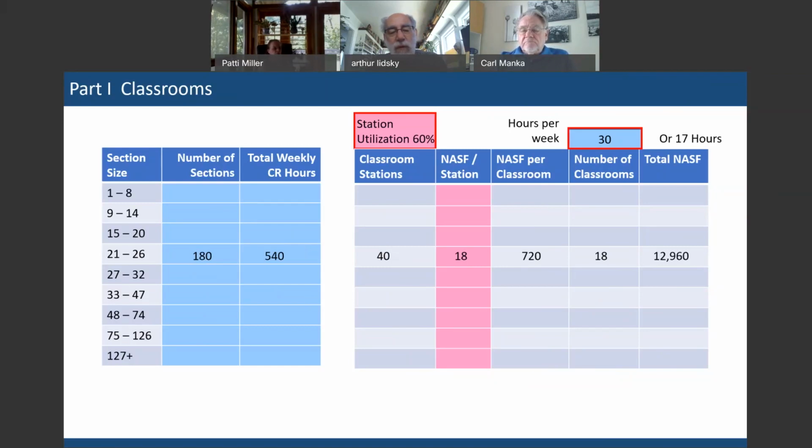But if you were to fill in all of the different section sizes on the left-hand side, this whole chart will be filled in, and then at the very bottom, you know the total amount of classrooms that would be required based upon size of rooms, based upon the number of students.